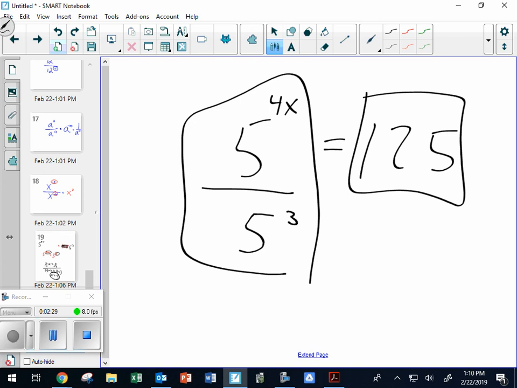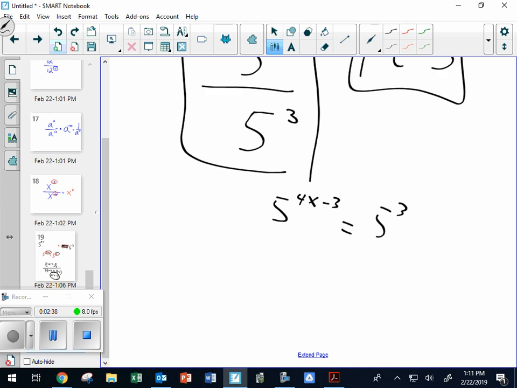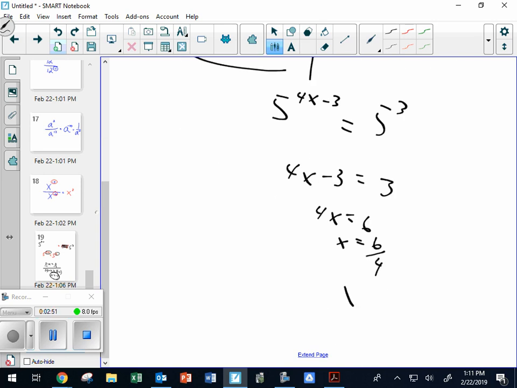Did you get 5 to the 4x minus 3 is equal to 5 to the third? Raise your hand if you got that far. Okay, awesome. Then it's just 4x minus 3 has to equal 3. And then I'm going to add 3 to both sides. And I get 4x equals 6. And x equals 6 over 4, which is 3, no, yeah, 3 over 2. There we go. Whew. Raise your hand if you had that one right.